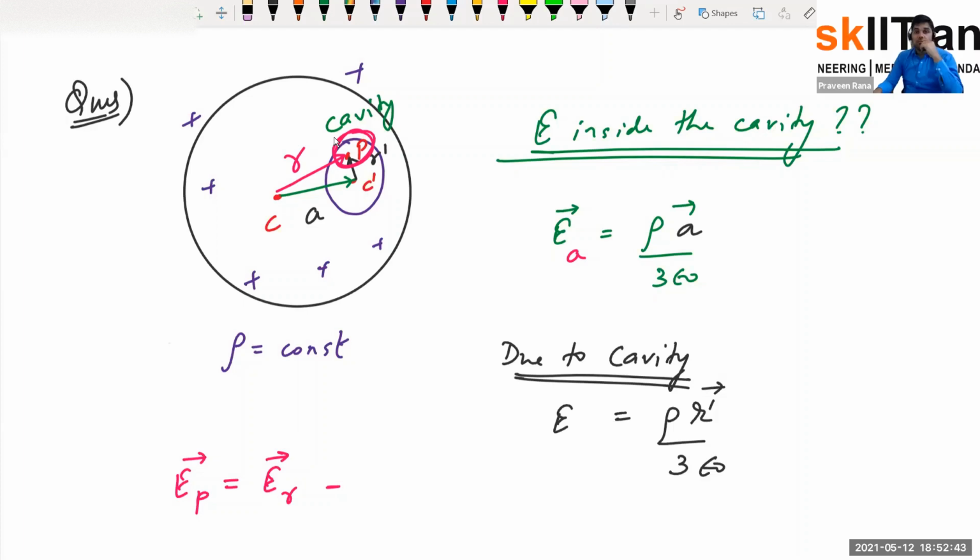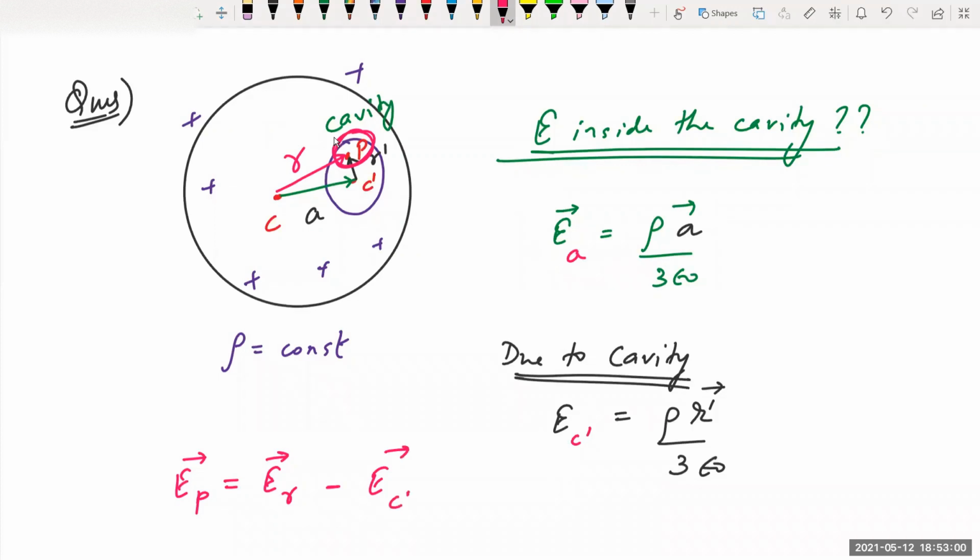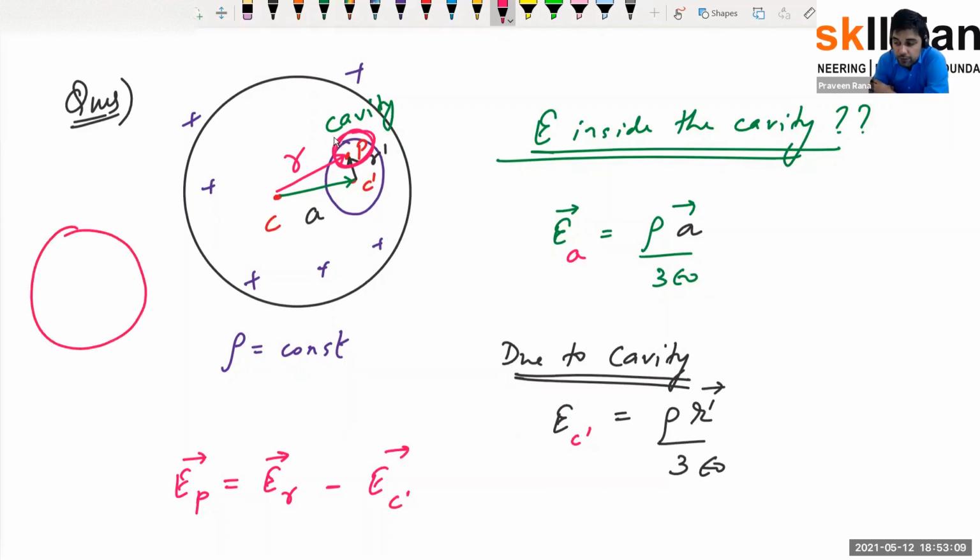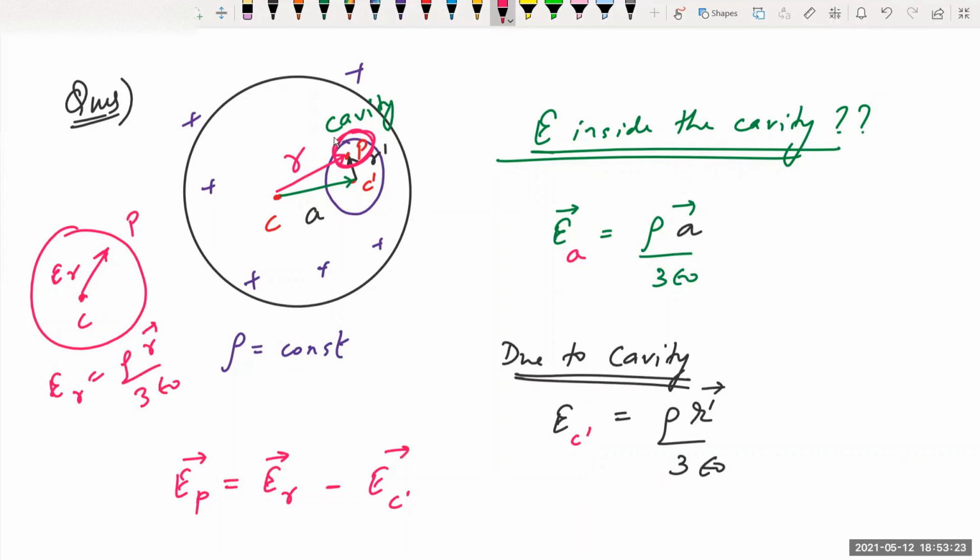Now, the electric field if the cavity was not there would be this one. So I would just subtract this E. Let's have this symbol as E dash. If this cavity was not there, you have a center here and a point P here. This is the electric field at R, so you would directly say that ER is equal to rho R over 3 epsilon naught. So these are the three symbols.